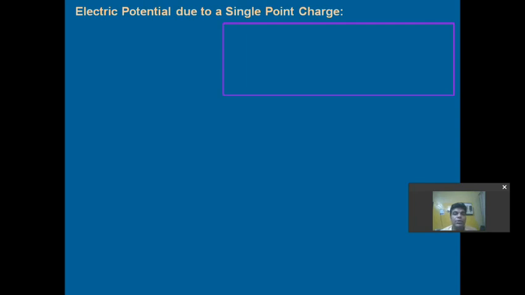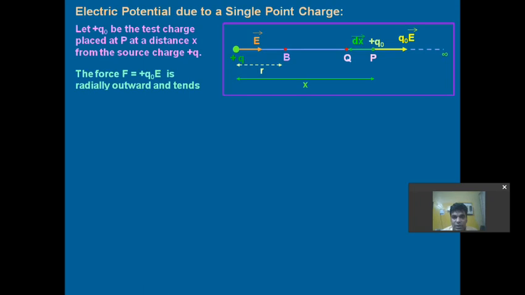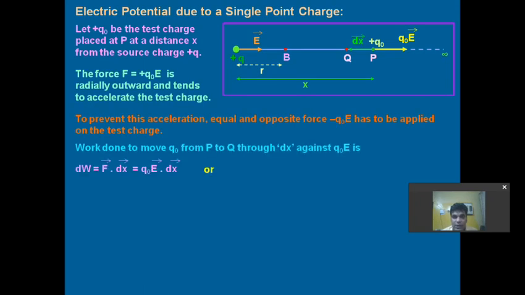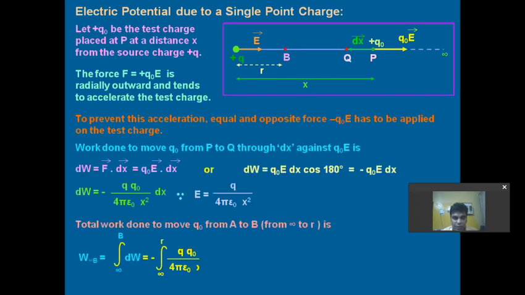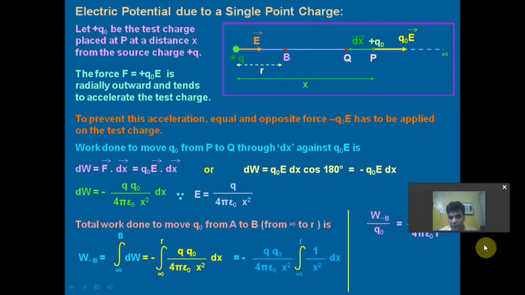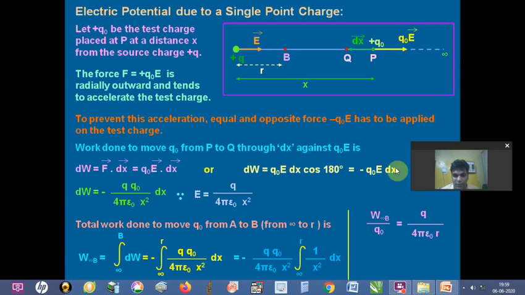Now we come to the electrical potential due to a single point charge. This is a very important thing which we are going to derive. In case of a single charge, what is the value of work done? Same, we have to derive work done from infinity, W infinity B. So in that case we have Q by 4 pi epsilon naught R. Expression is Q by 4 pi epsilon naught R.